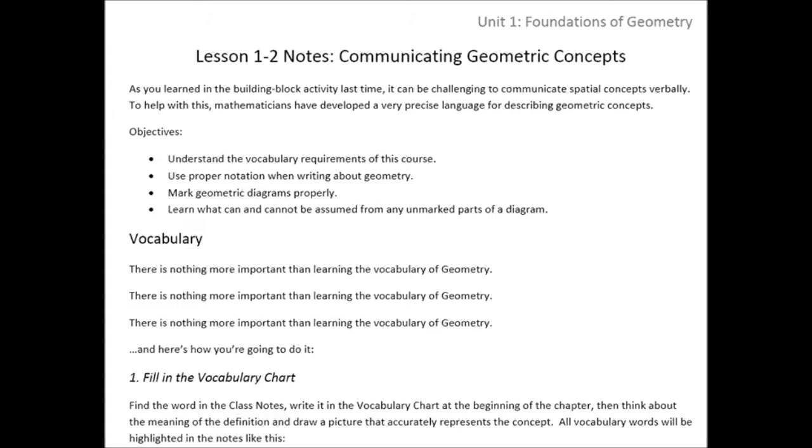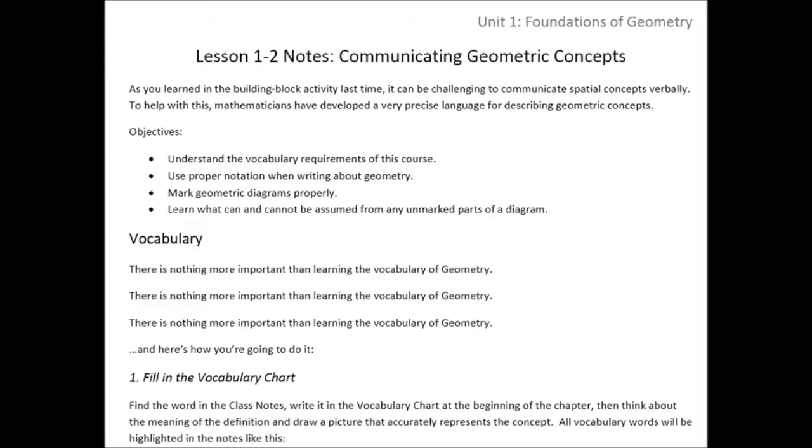Welcome to your first set of video notes for geometry. I have good news and I have bad news. The good news is that what you learn in this lesson is going to be useful all year long. The bad news is it's a little dry. This may be one of the duller lessons that you have. I'm sorry, but it is necessary and it is very important.